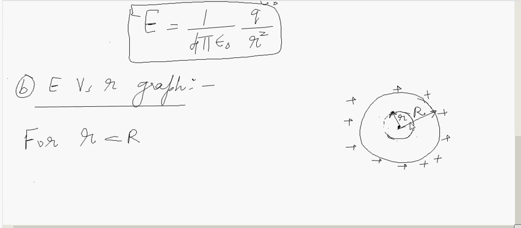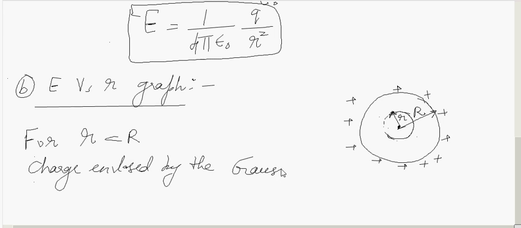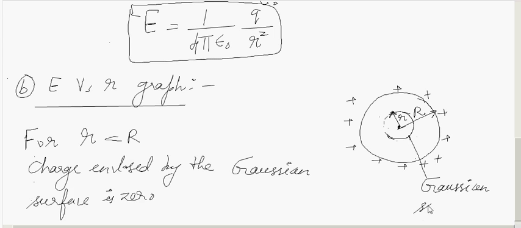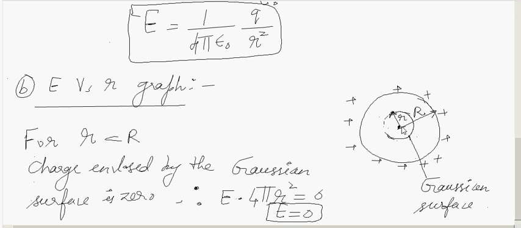Now in this case, for the field inside the shell, there is no charge inside the Gaussian surface. So the charge enclosed by the Gaussian surface is 0. So this is the Gaussian surface. Therefore, E into 4 pi r square is equal to 0, or the electric field inside the shell is 0. So remember, the electric field inside a uniformly charged spherical shell is 0.